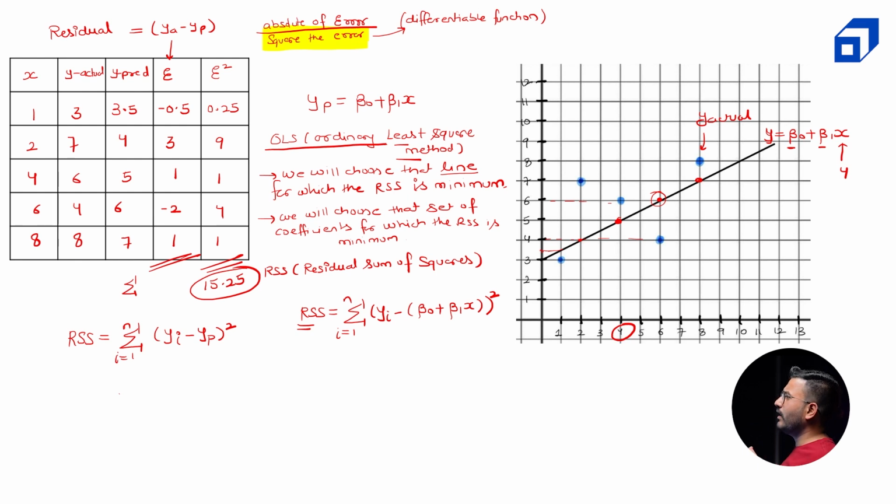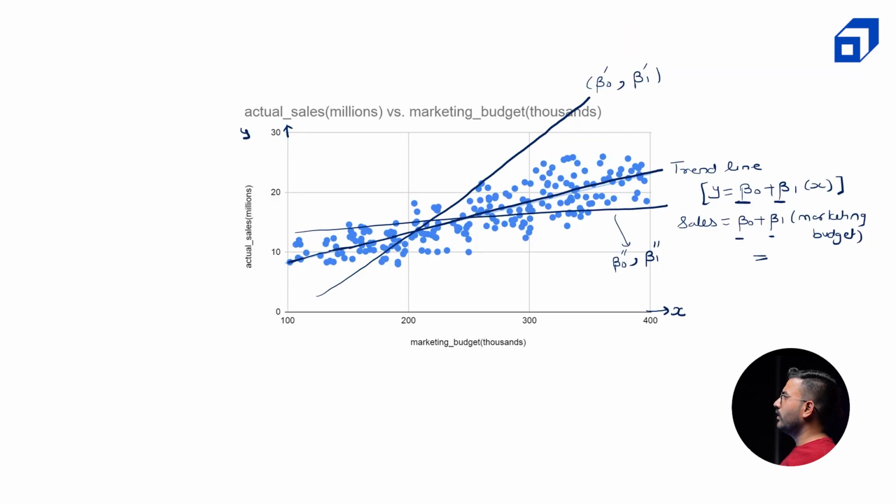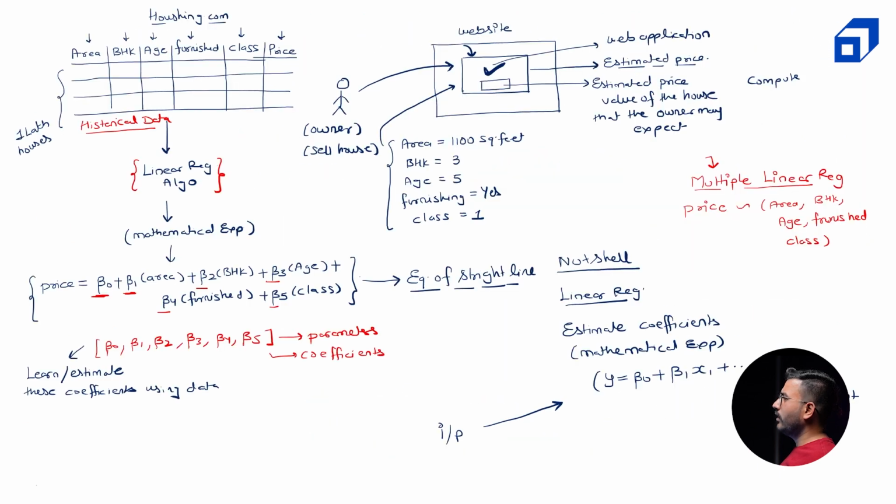Once the linear regression algorithm is able to find out the best coefficients, once we have this beta naught, beta 1, beta 2, beta 3, beta 4, beta 5, we are ready with our equation, we are ready with our mathematical expression, and now I can use this mathematical expression to make predictions. How will I find out these coefficients? Using the concept of OLS. But there is again one problem.